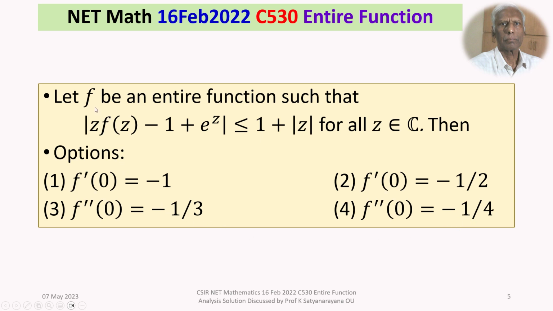We are given f is an entire function and we are given this inequality, that is mod of z f(z) minus 1 plus e power z is less than or equal to 1 plus mod z, true for all z belongs to C. Then the four options are given to us and we have to find out which of them are true.